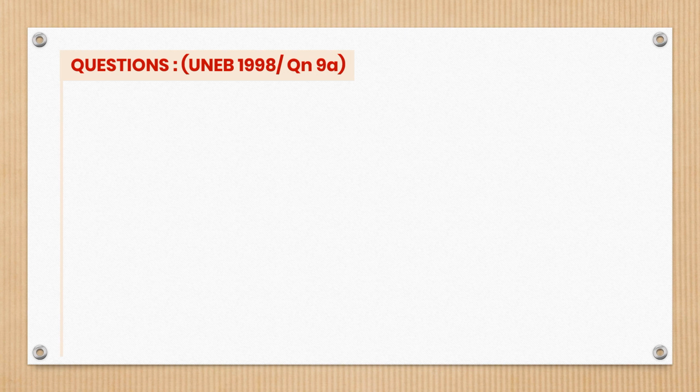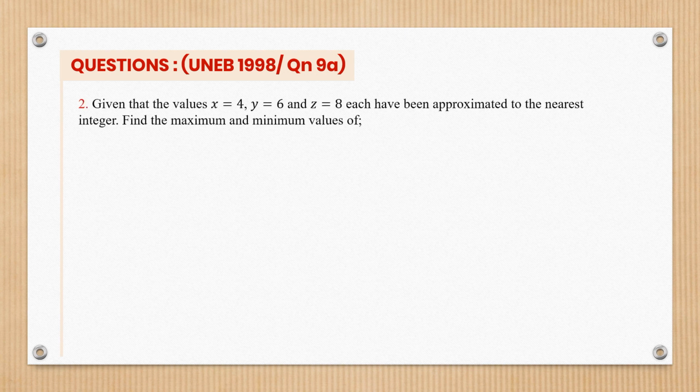So the next question is a question from UNEB 1998, and this was question 9A. We're being told that given the values x is equal to 4, y is equal to 6, and z is equal to 8, each approximated to the nearest integer, find the maximum and minimum values of 1. Y over x, 2. Z minus x over y, and part 3. X plus y, bracket, times z. Alright, so let's solve this.